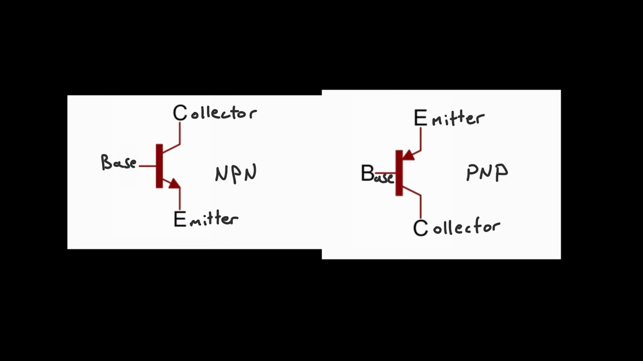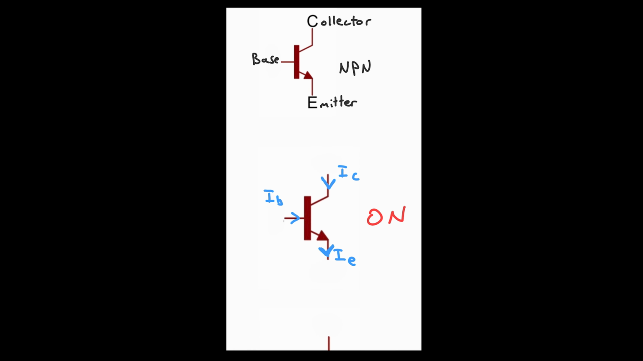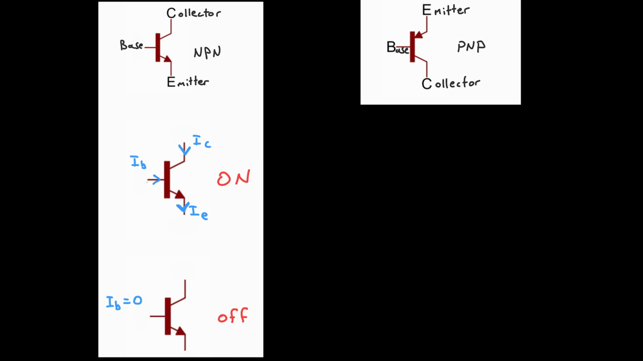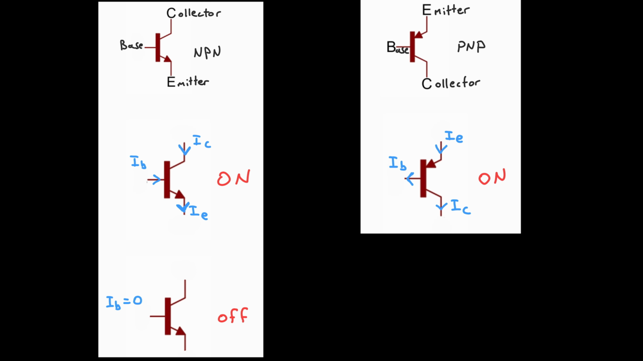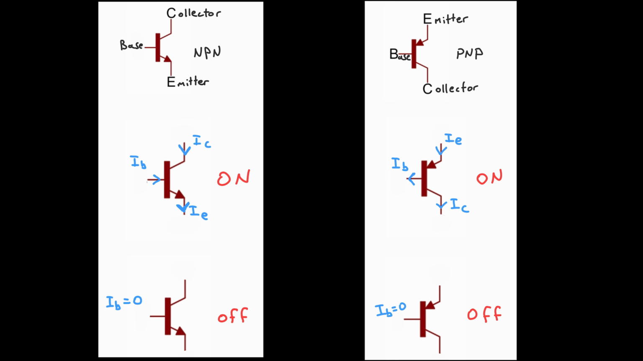So here you can see PNP and NPN BJTs. To turn on an NPN, we drive a current to the base, the NPN turns on, and we have a current flowing from collector to emitter. To turn it off, we give the base no current and it turns off. For PNP, if current is coming out of the base, the transistor turns on, and if there is no current, again, the transistor is off.